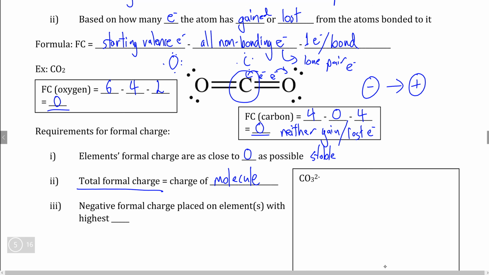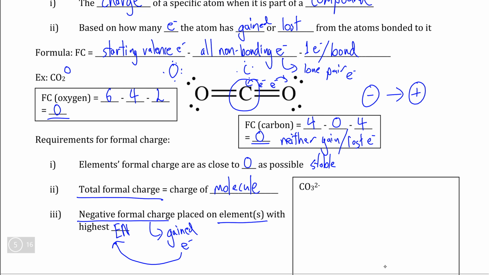Now, with carbon dioxide, we know that its total charge is 0, and carbon and oxygen each have a formal charge of 0. Next, if we are dealing with a situation where the compound has negative formal charge, meaning it actually has gained electrons, negative formal charge is always placed on the element with the highest electronegativity, because the higher an element's electronegativity is, the more likely it is going to gain electrons.